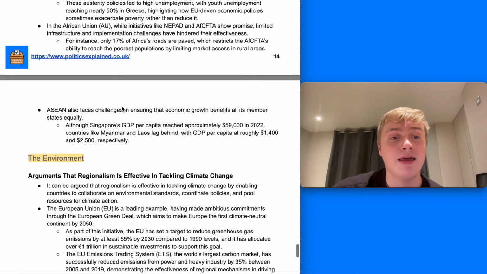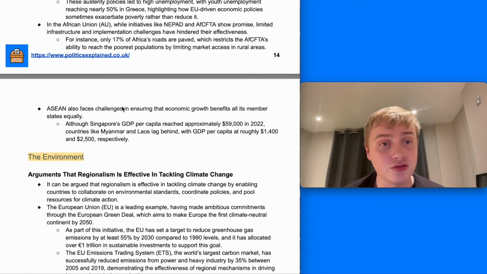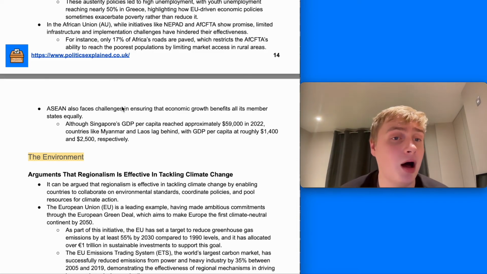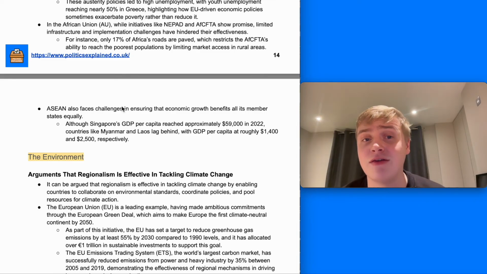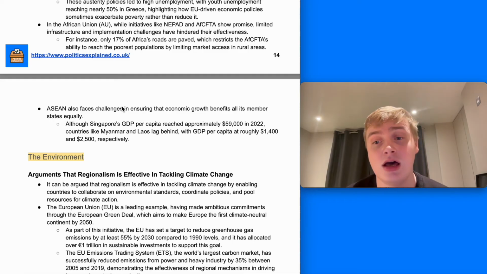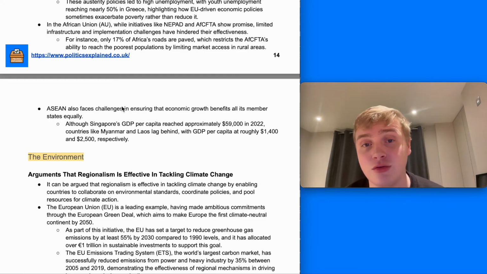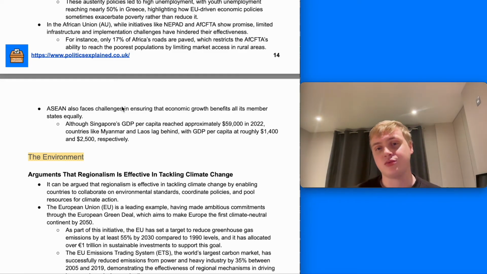Further, the African Union has had struggles in reducing poverty, partly due to limited infrastructure. For instance, only 70% of Africa's roads are paved, which restricts the potential impact and benefits of the African Continental Free Trade Area, because that limited transportation harms the potential for growth in trade.